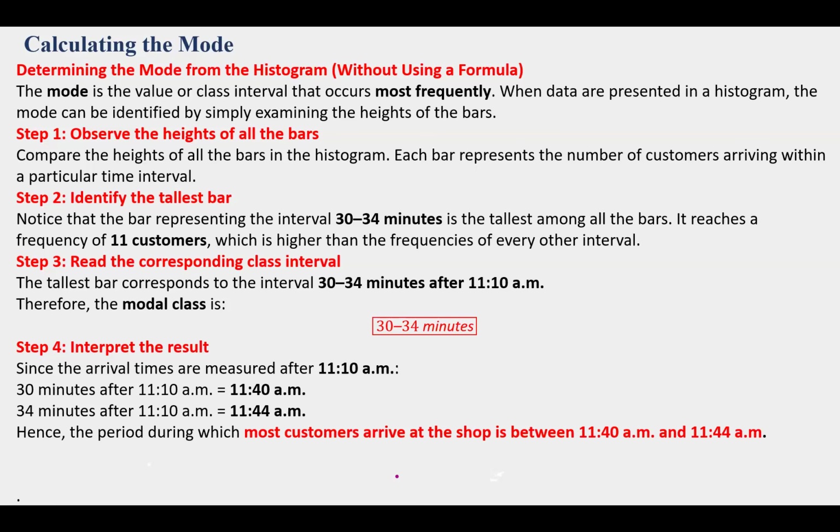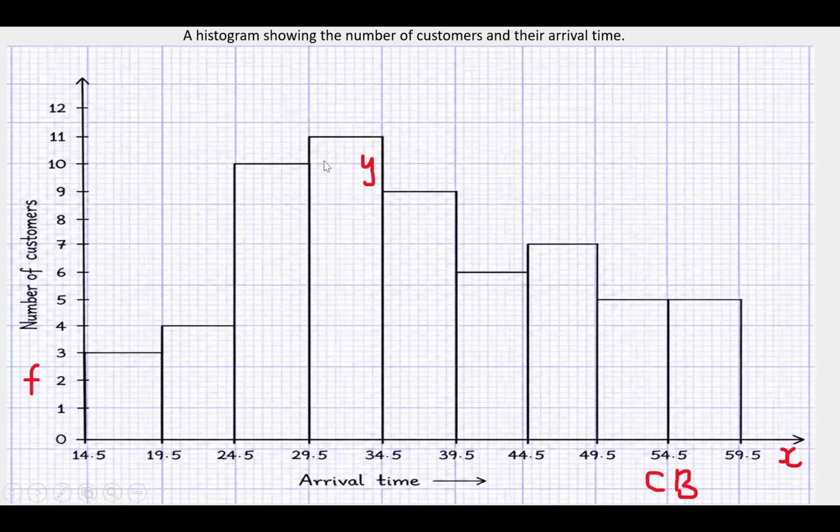So one, you need to start by observing the heights of all the bars. You're going to compare the heights of all the bars in the histogram, and each bar, of course, represents the number of customers and their arrival time. So you're going to identify the tallest bar, which is this particular bar, after drawing your histogram.